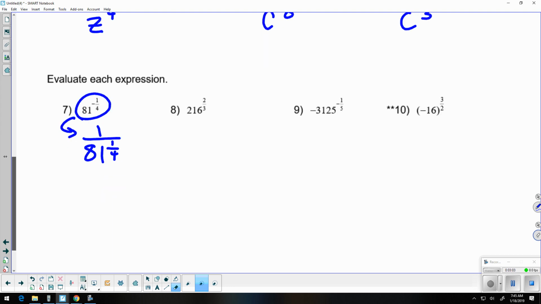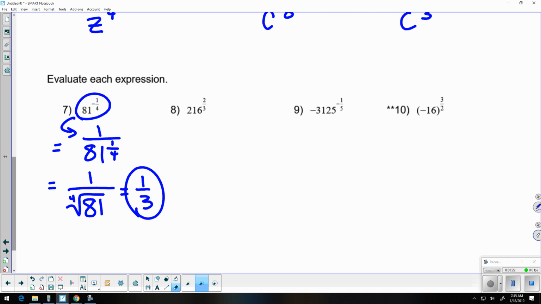Okay, so now what are we doing? Well, a 1/4 power, if you recall, what you're doing is you have 1 over, you're taking the 4th root of 81, which hopefully we know the 4th root of 81 by now. So if you type it into your calculator, you should just simply get 1/3 as your final answer. 4th root of 81 is 3.